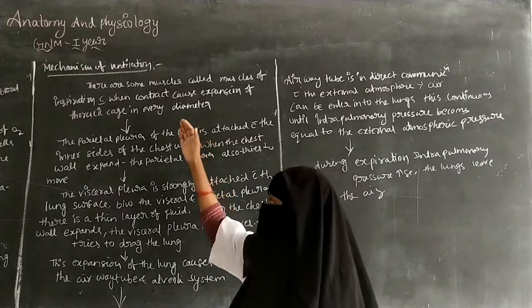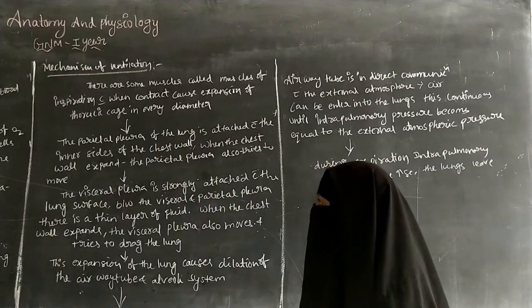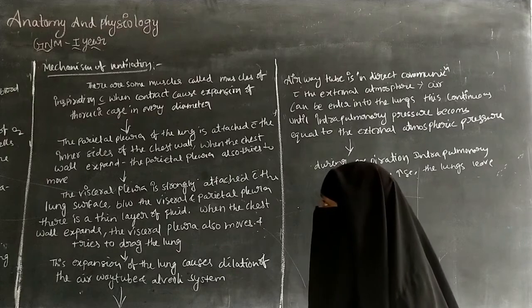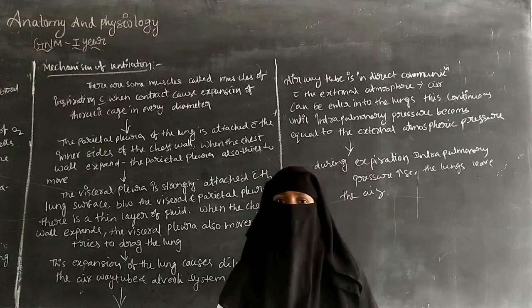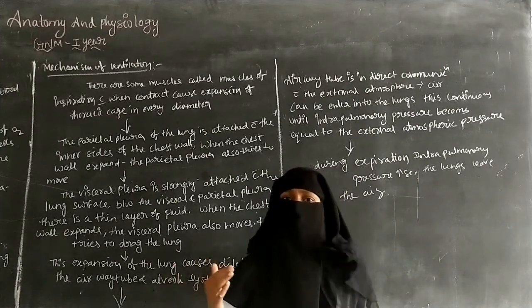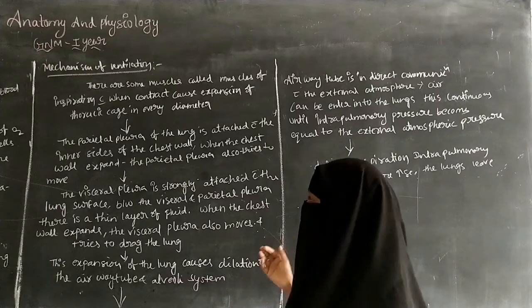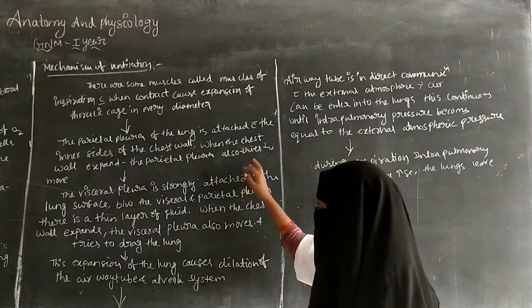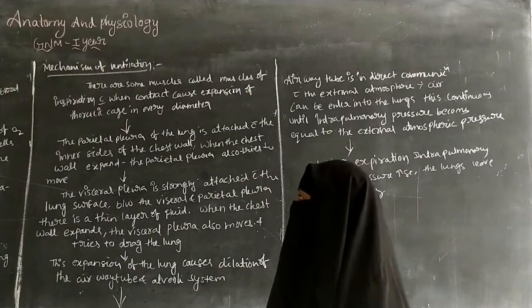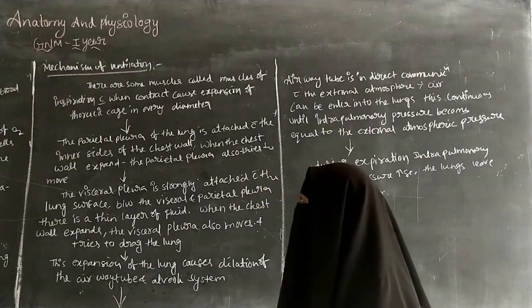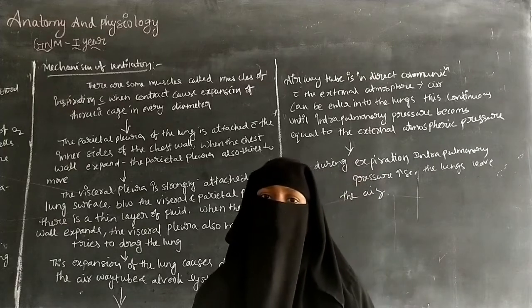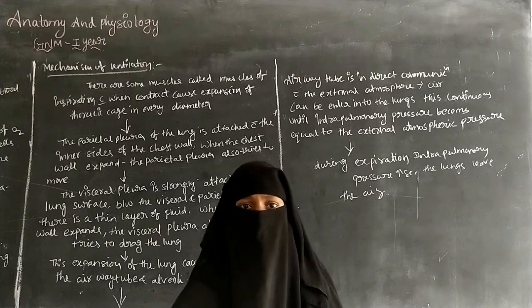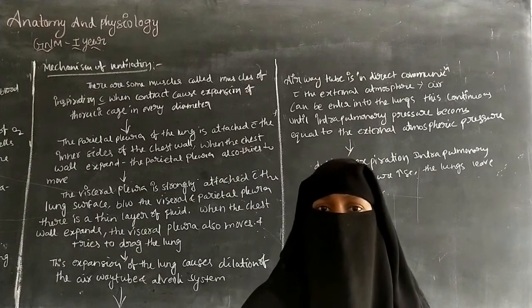Next, the parietal pleura of the lung is attached to the inner side of the chest wall. The parietal pleura is the outer layer. When the chest wall expands, the parietal pleura also moves.